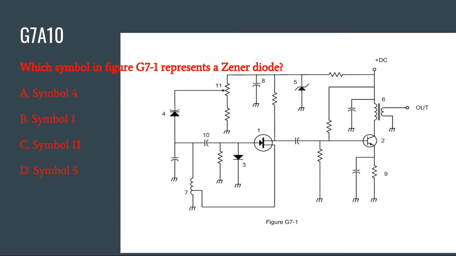Question number G7A10. Which symbol in figure G7-1 represents a Zener diode? A, symbol 4, B, symbol 1, C, symbol 11, or D, symbol 5? Correct answer is D, symbol 5. So it's going to be this one up here.